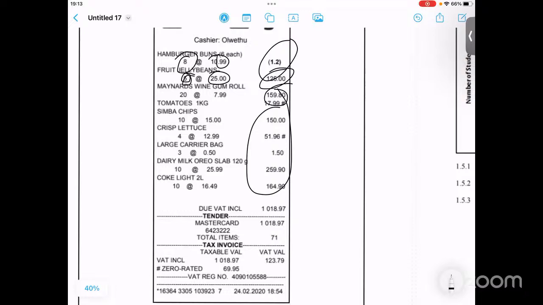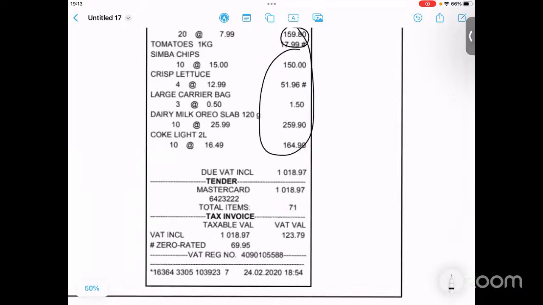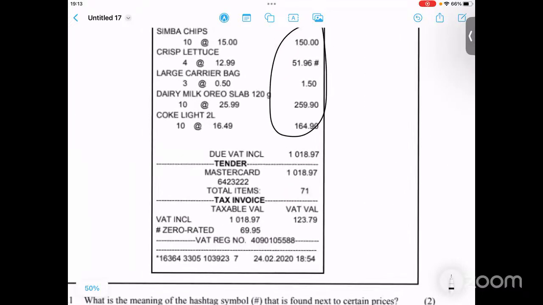Okay, 71. That's a lot. With that. Okay. And then we have the tax invoice, taxable value. Then we have the VAT inclusive, which is that one, and then VAT value. And then again we have the hashtag, which represents the zero rated, and we also have the VAT registration number, which is that one. And again we have the barcode down there.